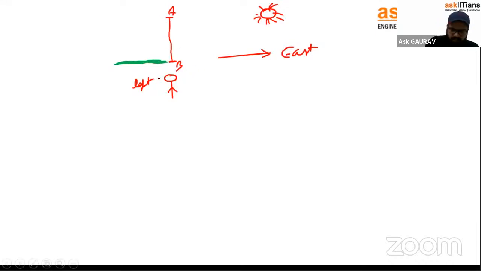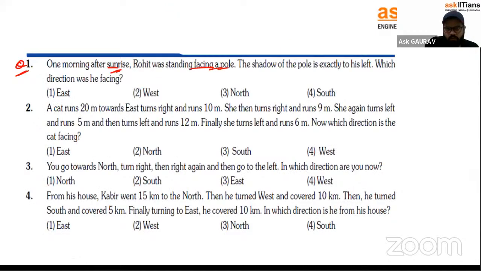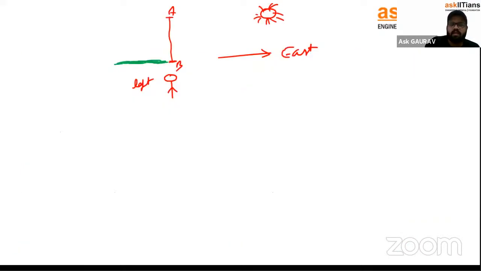So the question is, the shadow of the pole is exactly to his left. Which direction was he facing? He was facing which direction? So the direction he was facing is north. He is facing north. Is that clear? This is the condition, right?